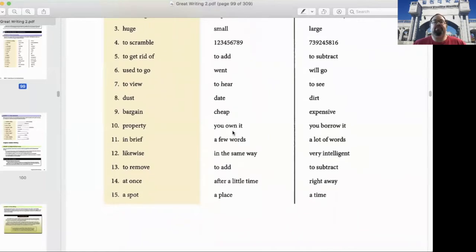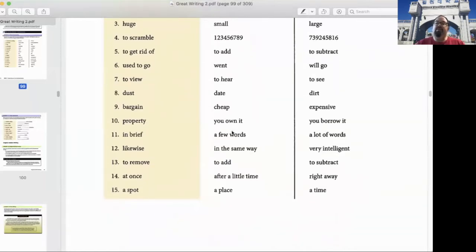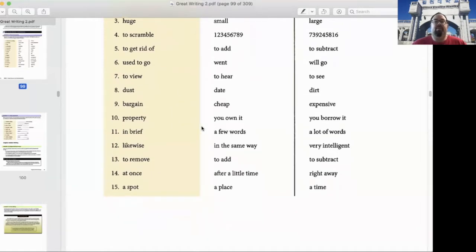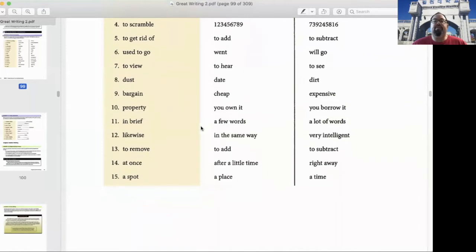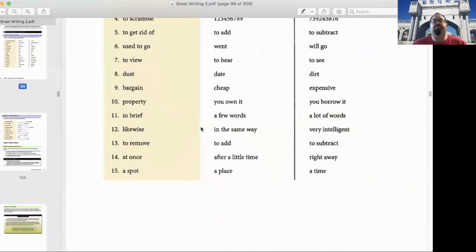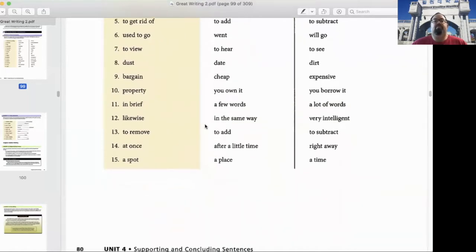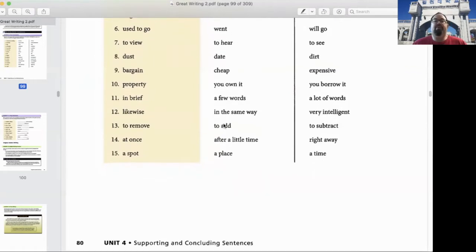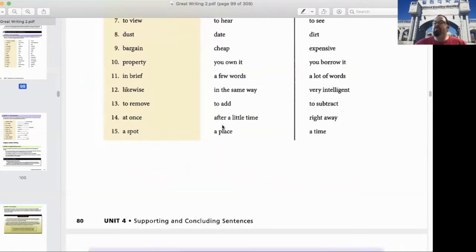Dust you'll find on your shelves if you don't clean very often, and that would be similar to dirt. A bargain is something that is a good deal, so it's cheap. Property is something that you, if it's my property, that means I own it. It's mine, so you own it. In brief, something is brief, that means that it is short. So in brief means just in a few words.